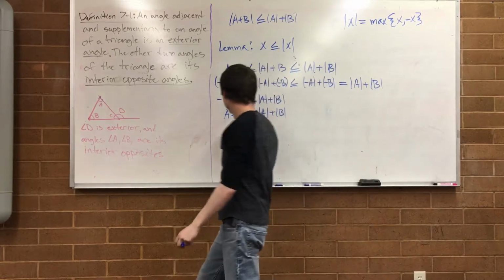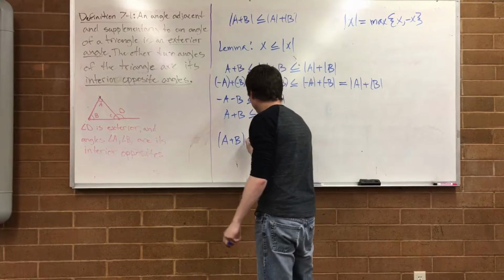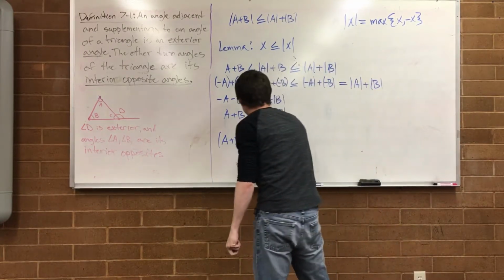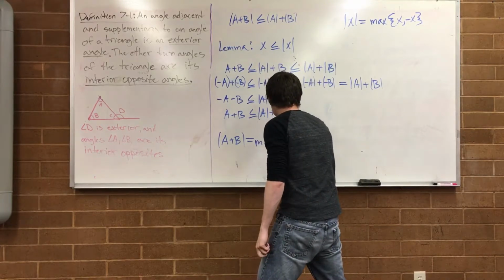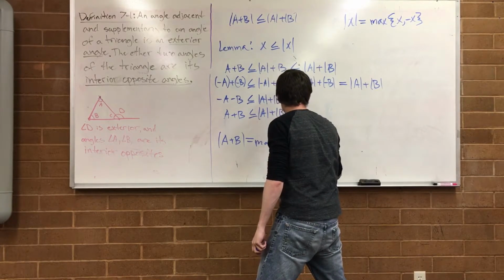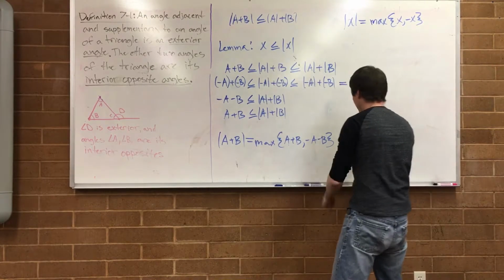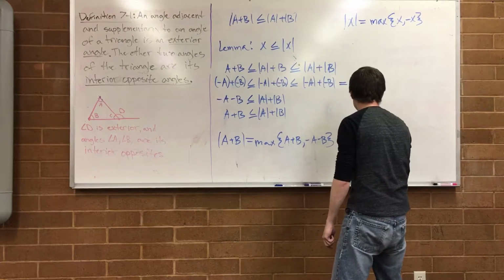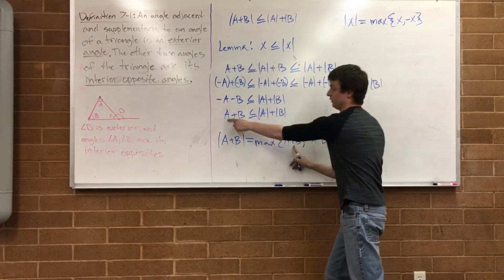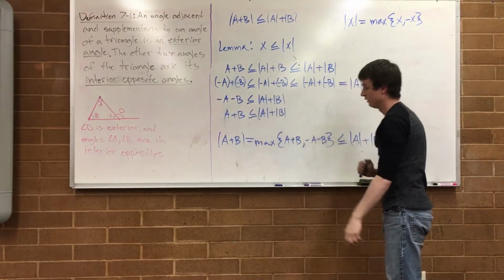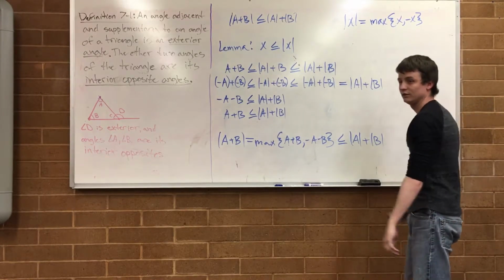Now, what is the absolute value of A plus B? The absolute value of A plus B is by definition the max of A plus B and negative A minus B, which we showed both of those are less than or equal to the absolute value of A plus the absolute value of B, right? If this is the max, we showed it. If this is the max, we showed it. Therefore, the absolute value of A plus B is less than or equal to the absolute value of A plus the absolute value of B.